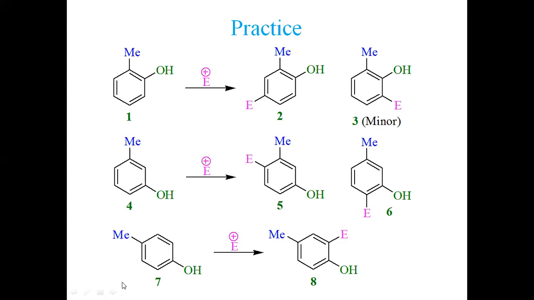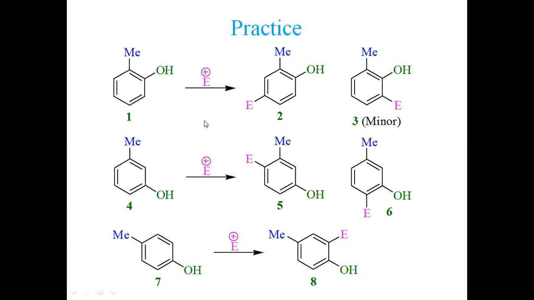Look at here. In this case, the same two groups are present, but their positions are different. Here both of them are ortho. Here both of them are meta. Here both of them are para. In fact, now look at here. If it is this one, now three isomers are possible. One is this, one is that, one is that. These two are ortho and this is para.